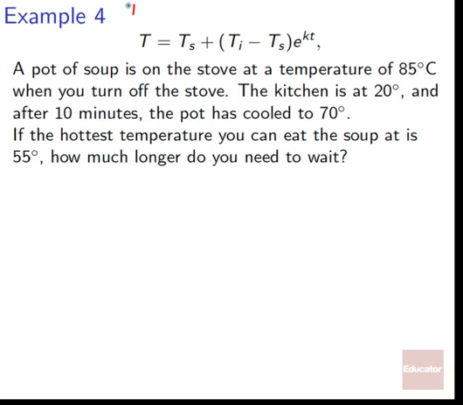So what's the initial temperature of our soup? The initial temperature of the soup is 85 degrees. We were told that it started off at 85 degrees. We're told that the kitchen is at 20 degrees, so the surrounding environment temperature is 20. Now, we don't know what the ratio is.